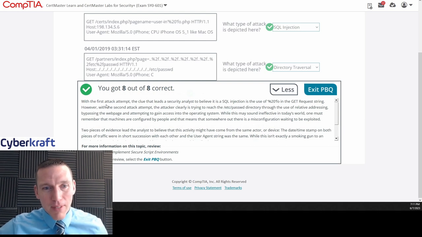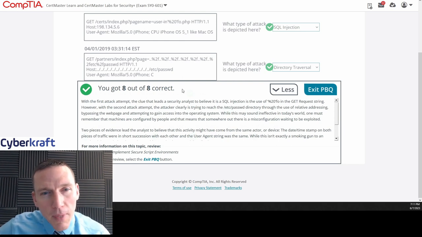All right, with the first attack attempt, the clue that leads a security analyst to believe it's SQL injection is the use of the %20, right there in the GET request string. Okay. However, in the second attack attempt, the attacker is clearly trying to reach the etc password directory through the use of relative addressing, which is this right here.